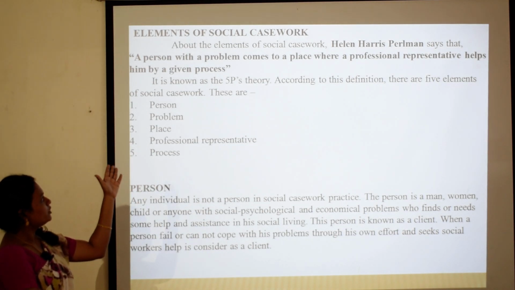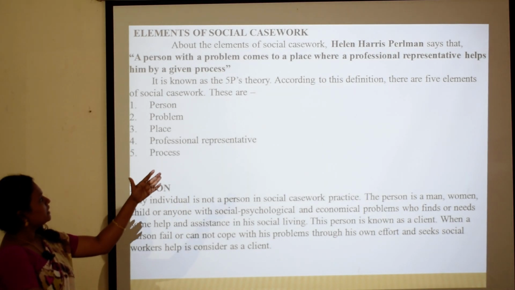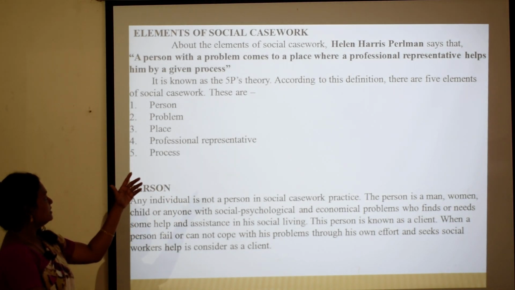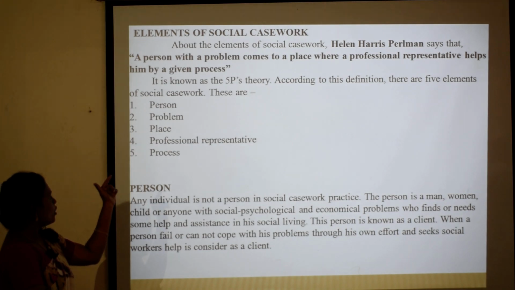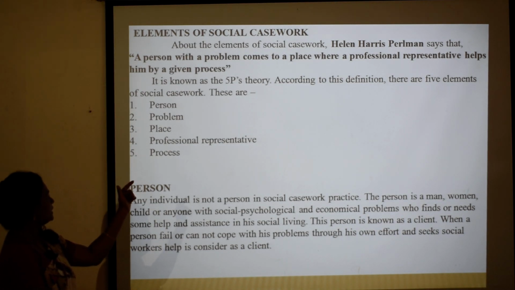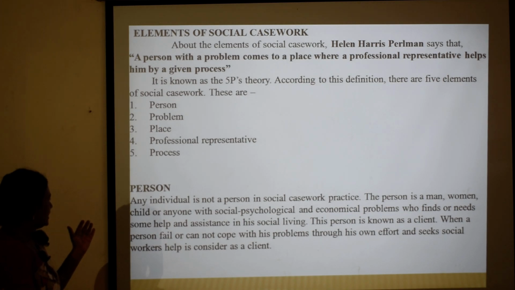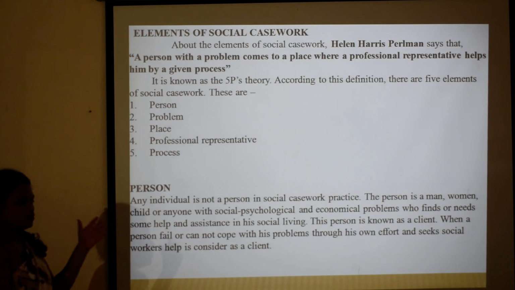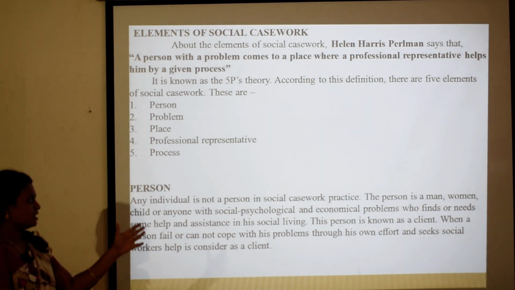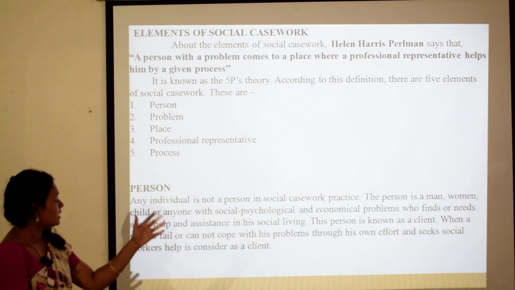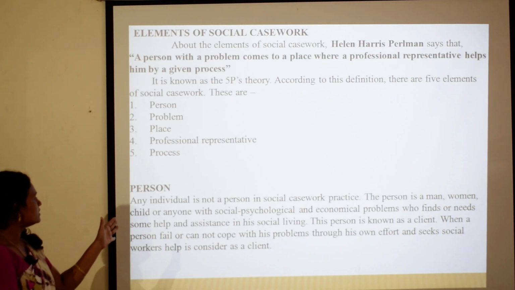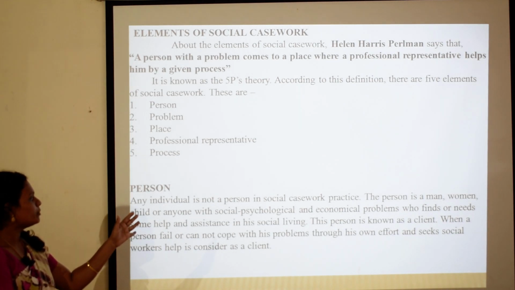So according to the theory, she has defined there are 5 elements of social casework. They are person, problem, place, professional representative and process. So person: any individual is not a person in social casework practice. The person is a man, woman, child or anyone with social, psychological and economic problems.